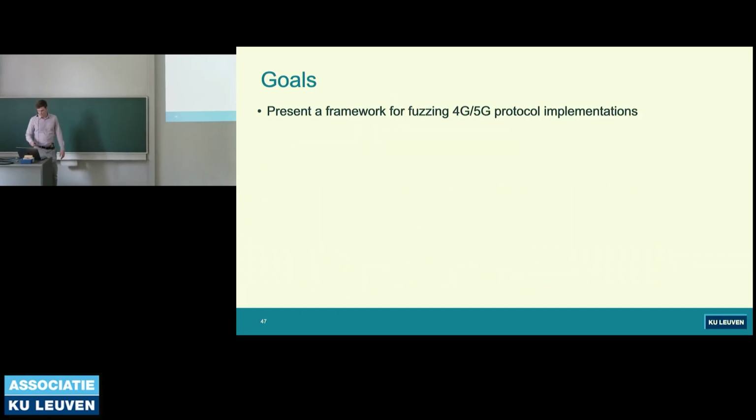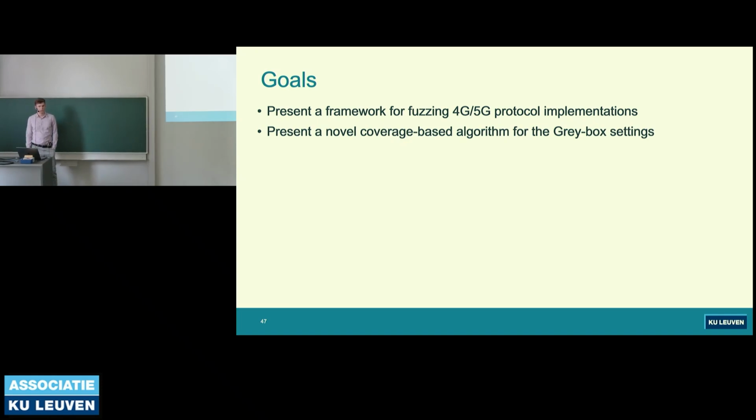The goal of the work that I'm presenting is to present a fuzzing framework for testing 4G and 5G protocol implementations. During this work, I came up with a novel coverage-based algorithm to be used in gray box settings, that is, when you can fetch the coverage from the system under test. This can be applicable, for instance, for device manufacturers who have this information during the manufacturing process. It can also be applied when you are trying to fuzz open source libraries that implement the 4G and 5G stack.